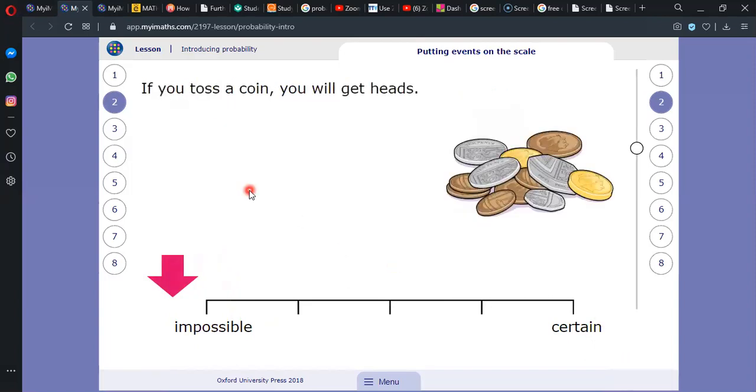Now here we have a coin. We'll just have a diagram of coins there. If you toss a coin, you will get heads. Now what they are talking about here, since we are new to probability, is simply that when it comes to a coin, two things are always possible to happen: head or tail. Now, don't be confused when you see the word tail, okay?